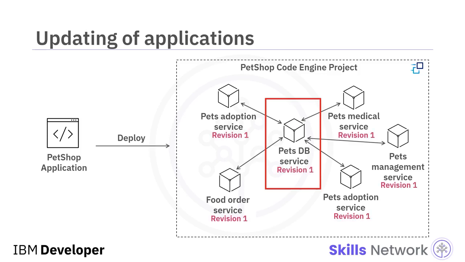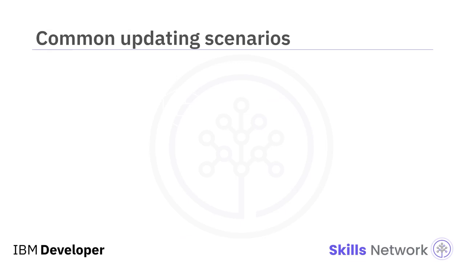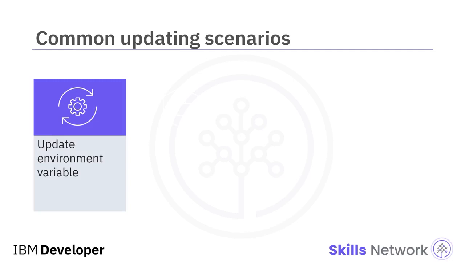Code Engine manages each revision of your deployed application, so you do not need to delete your application and deploy a new one. You can simply update the existing application, and the Code Engine will create and manage a new revision for you. So you have the following 4 common scenarios for updating your Code Engine applications. Update environment variables, such as database location or secret key.